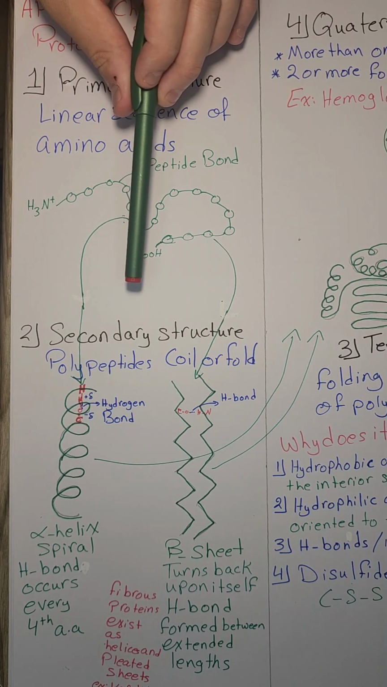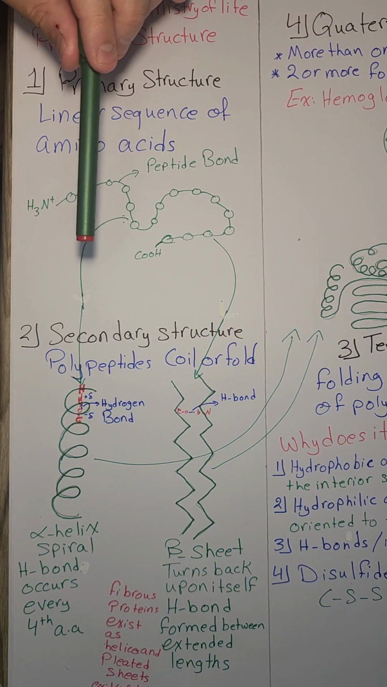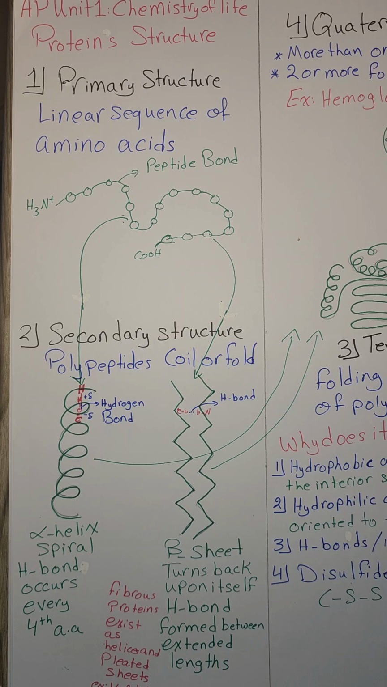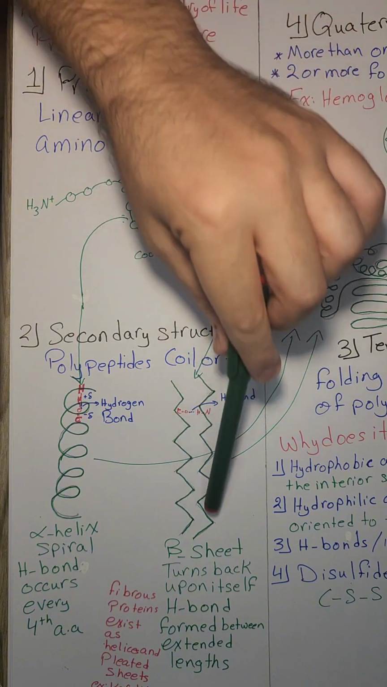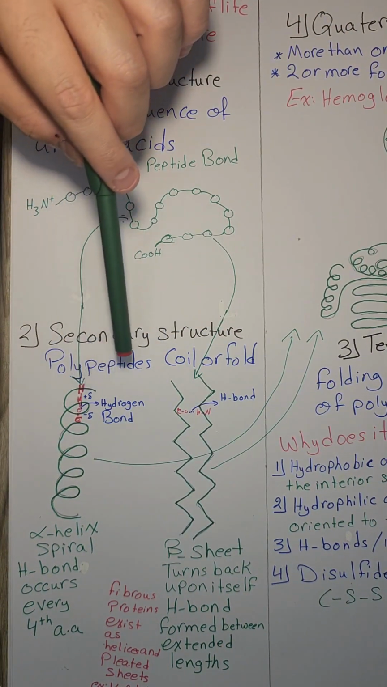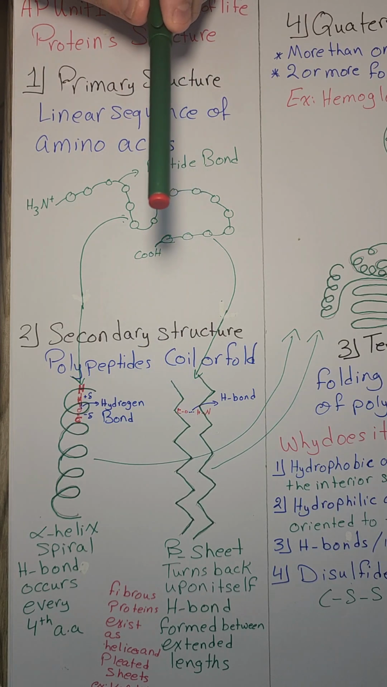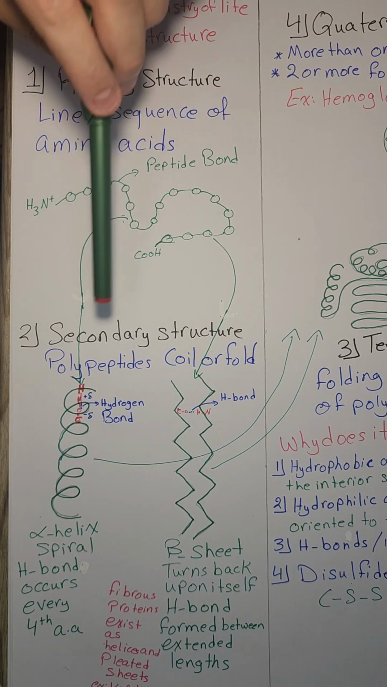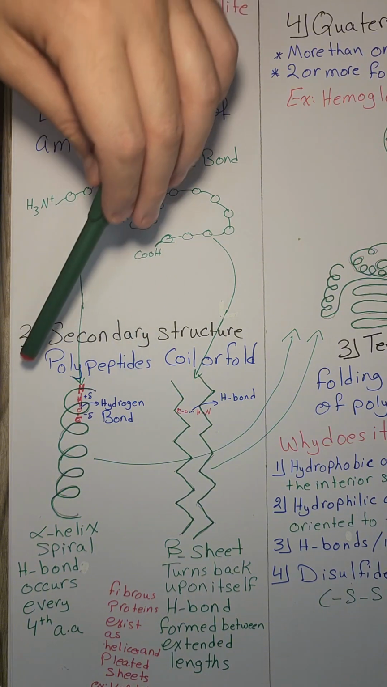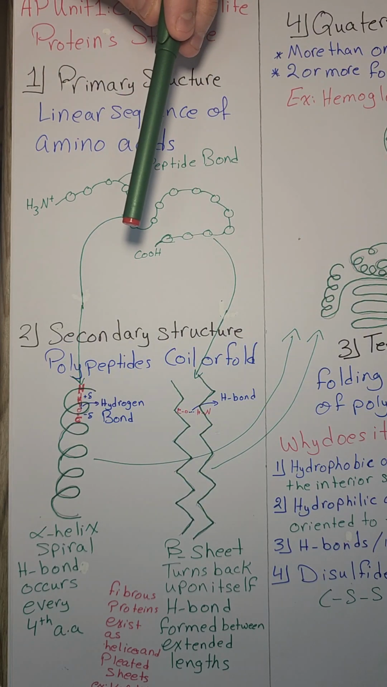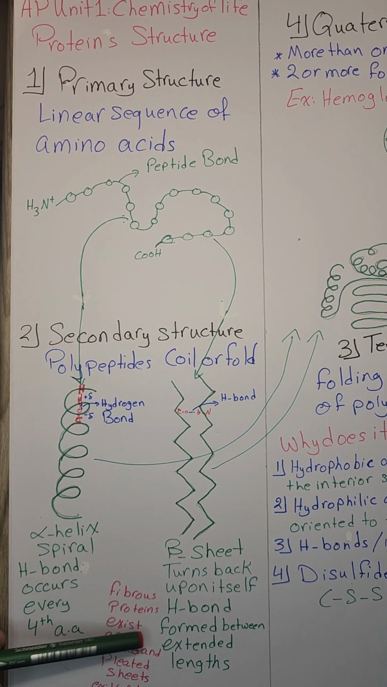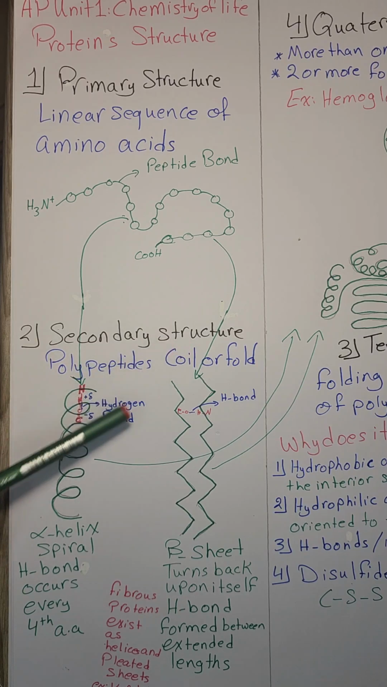But in the secondary structure, it's not just the alpha helix. We can also see something called the beta sheets, where the protein turns back upon itself and hydrogen bonds will be formed between extended lengths of the protein. It's necessary to mention that in secondary structure, we can talk about fibrous proteins. Fibrous proteins can exist in alpha helical structure and in pleated sheets as well, such as keratin and silk. Usually the fibrous protein has the secondary structure in both forms, the alpha helical and the beta sheets.